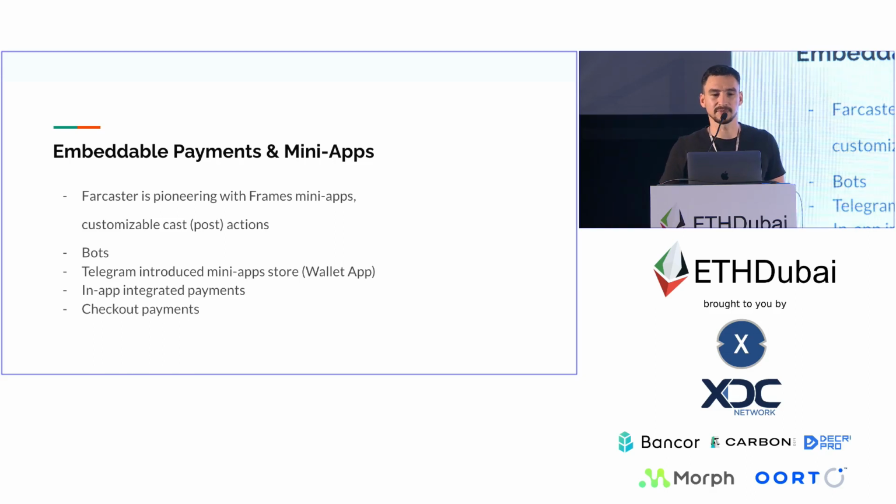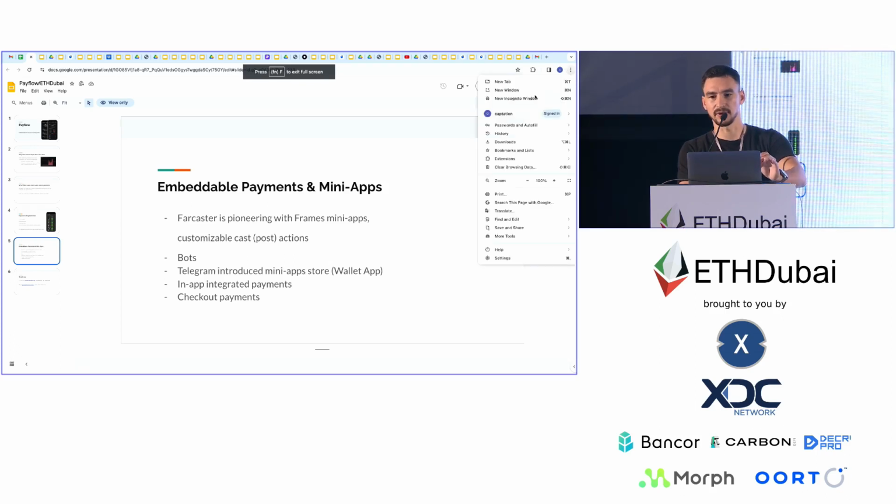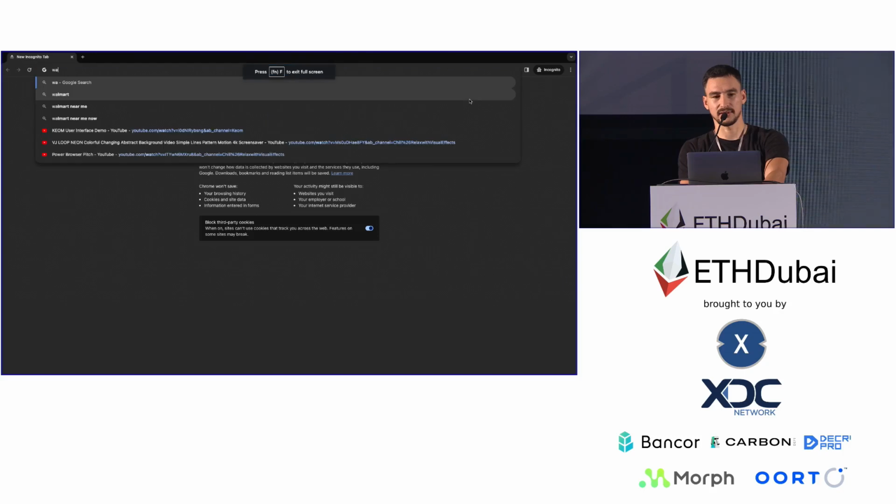And the solution is simple: embeddable payments and mini apps. Today, Farcaster is pioneering with frame mini apps. If anyone heard, there's an option to create cast actions. Even Telegram has introduced a mini app store, and there's a very cool wallet app inside which people use. Eventually you can have in-app integrated payments, as well as just simple checkout when they go to another page. And I would like to quickly demo some things.